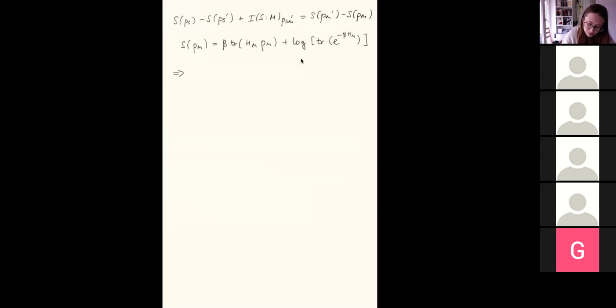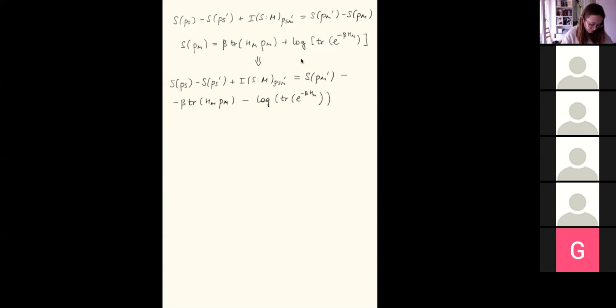Okay, so we just plug it in. And what we get is S of rho S minus S of rho S prime plus the mutual information equals the following: S of rho M prime minus beta trace H_M rho M minus log trace e to the power minus beta H_M.